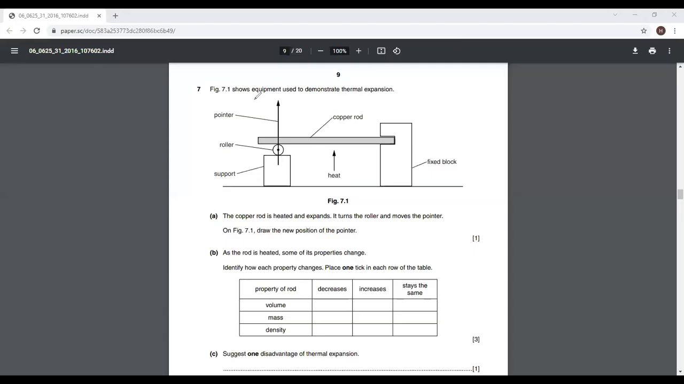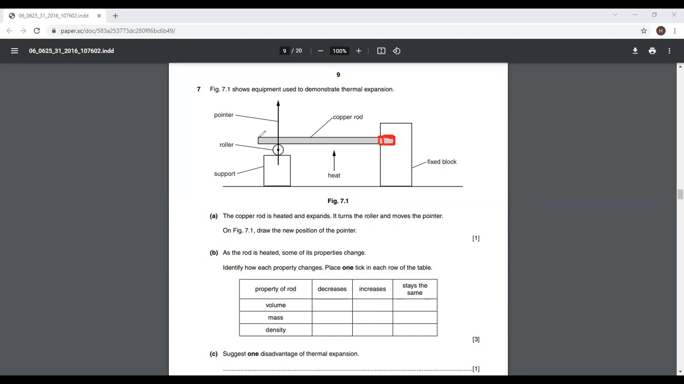Okay, here is another question showing the equipment used to demonstrate thermal expansion. As you can see, there is a copper rod fixed inside this block. Whenever there is heat underneath, what will happen to this copper rod? It should expand, but it will not be able to expand here. Why? There is no space here. It's fully fixed here.